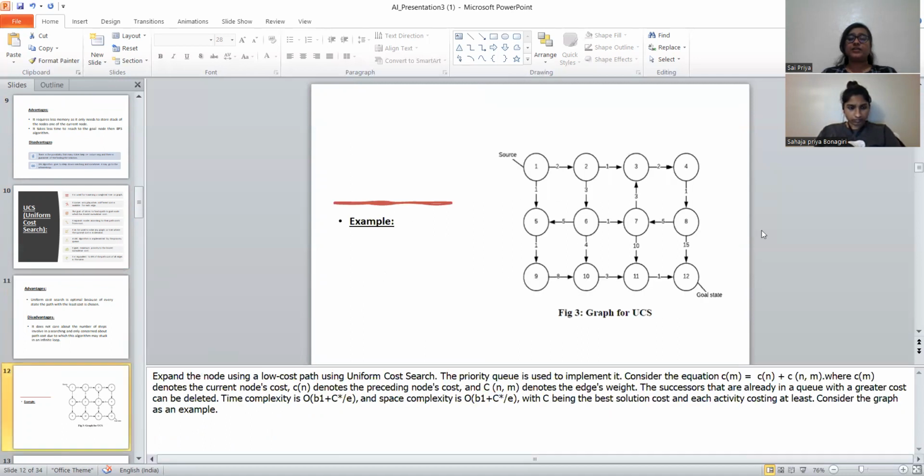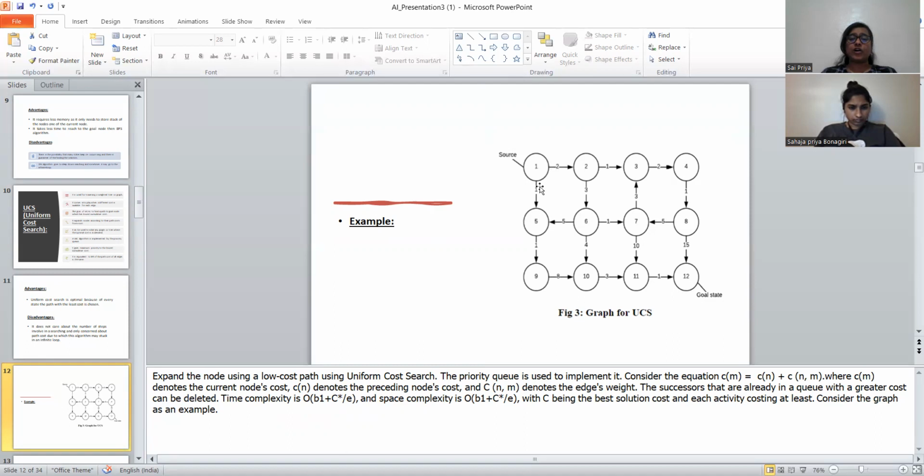Example for UCS: this is the starting node and this is the goal node. We have to move first. We have to calculate the cost, that means f of n, and also we have to calculate the cost of the node, for example if we go for 2 or 5.